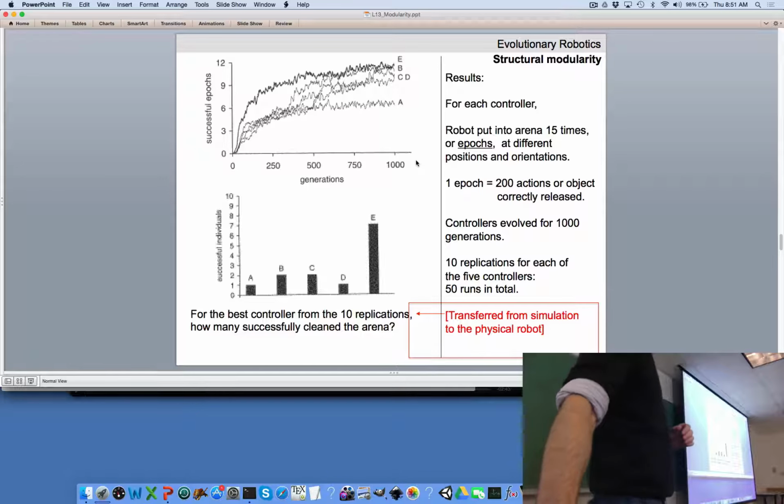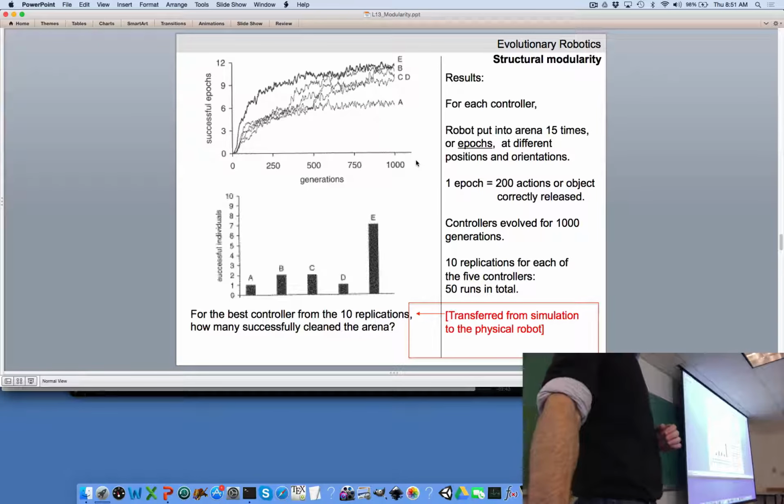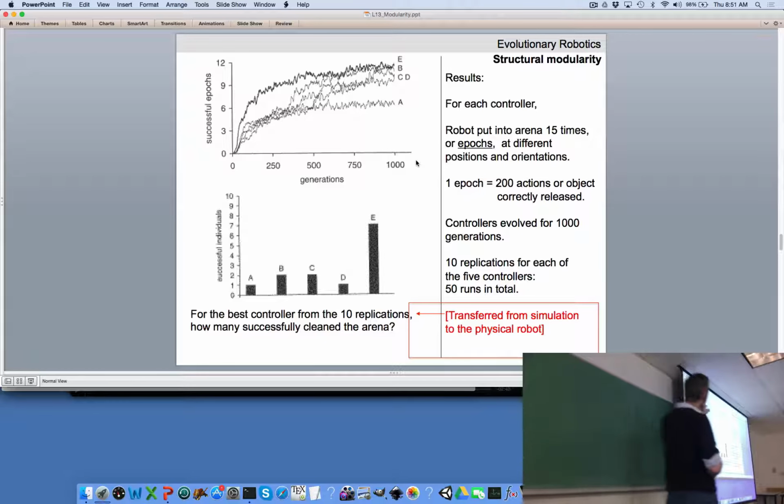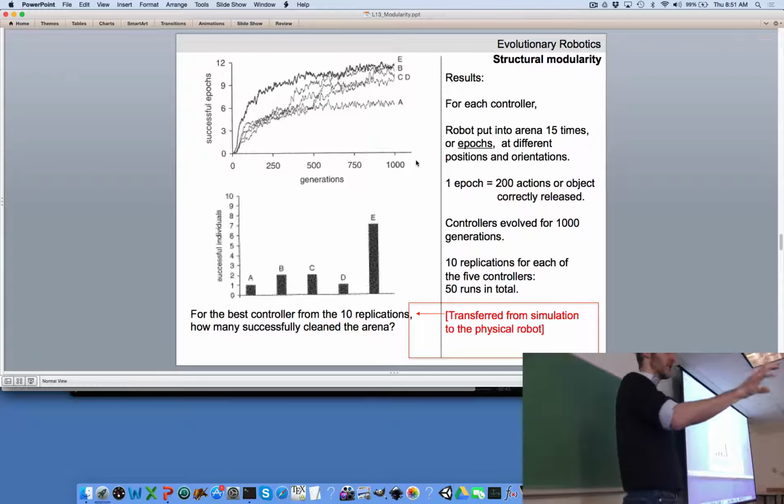Okay, so we looked at this last time, and not surprisingly, it's neural network E that tends to do a better job, right? So the figure at the top is our familiar fitness curve showing how well the robots do over time. So these are averaged over 10 runs for each of the 5 different kinds of neural networks. And they actually evolved the networks in simulation and then transferred them onto the physical Kepler robot, which is this idea of transferring from simulation to reality. Another open problem in the field, which we'll come back to after spring break. Okay.